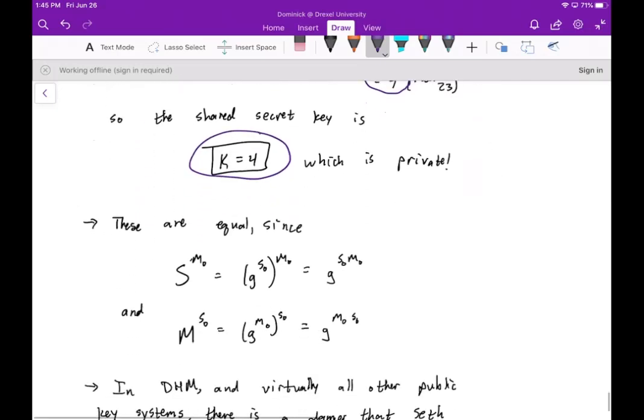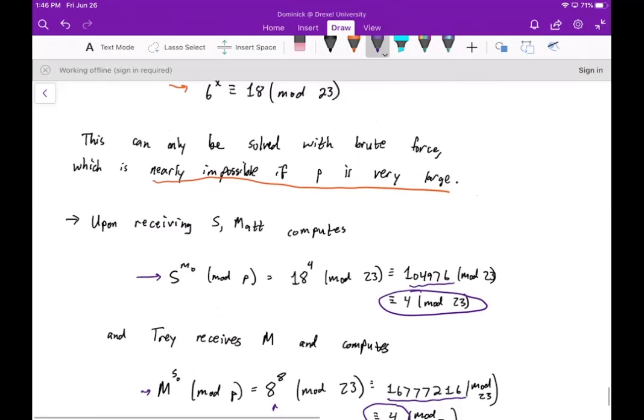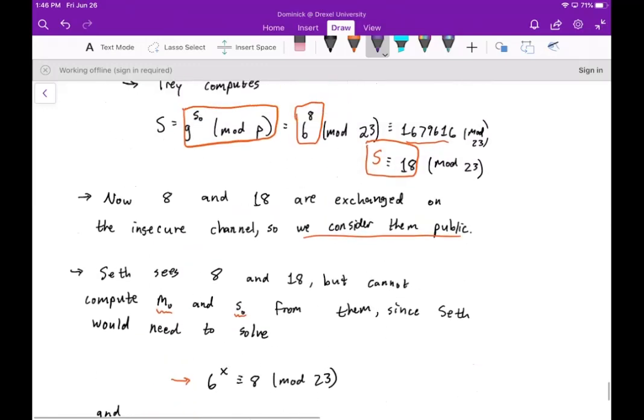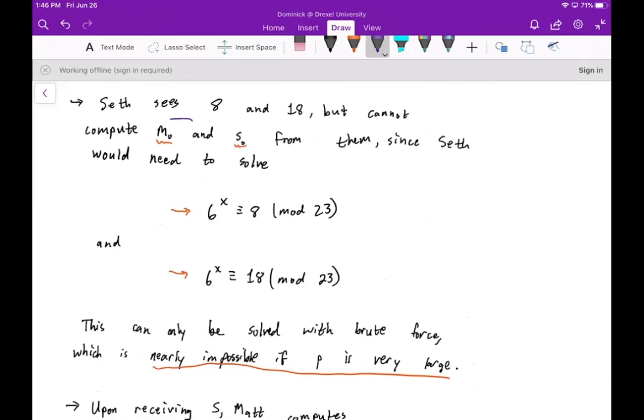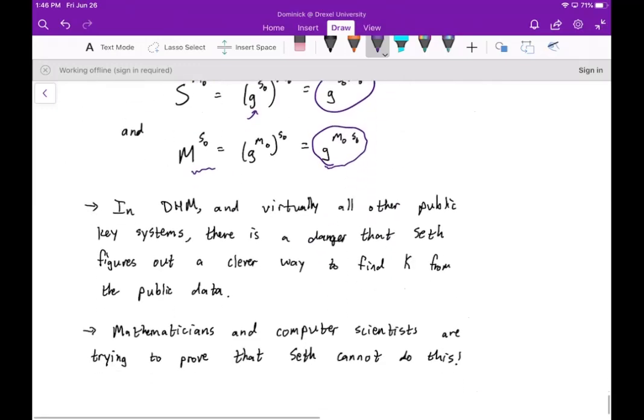Now the reason why these are equal is because of your exponent rules, right? This is g to the s0 to the m0, which of course is g to the s0 m0. And then the other one is just the reverse order, but multiplication of integers, of course, is commutative, so we get the same thing. Okay, and of course, the whole reason why Seth can't figure this out is because he cannot compute m0 and s0, right? And that's what holds this whole thing together.